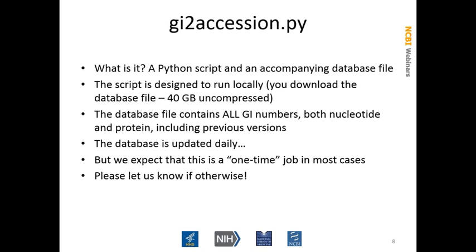The database file contains all GI numbers that exist, including nucleotide and protein, GenBank, RefSeq, you name it. They're all there, including old GIs, so GIs from previous versions of records. So everything's there in one place.